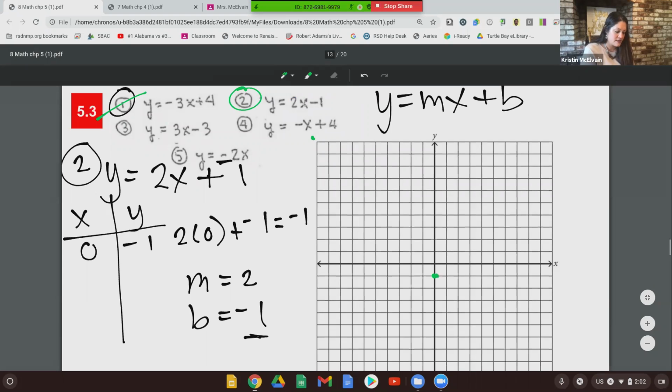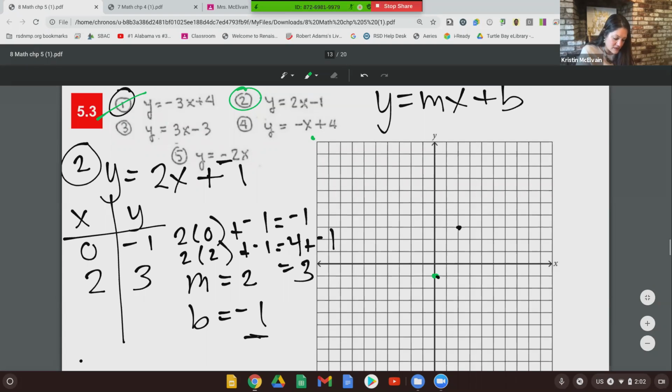Now for my next one, 2 is easy to use. You plug that into the equation. 2 times 2 plus -1 gives us 4 plus -1, which is going to be 3. Remember, each of these is just an XY coordinate. So then 2 and 3 is right here.